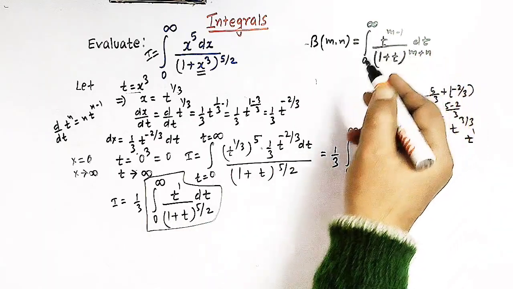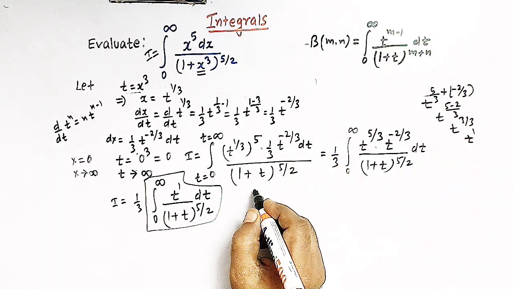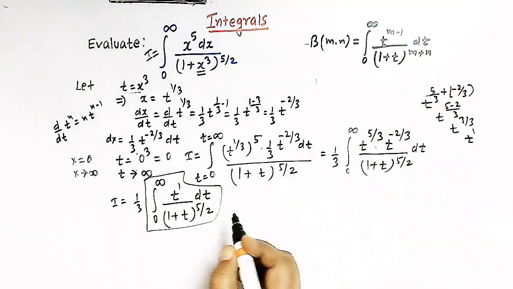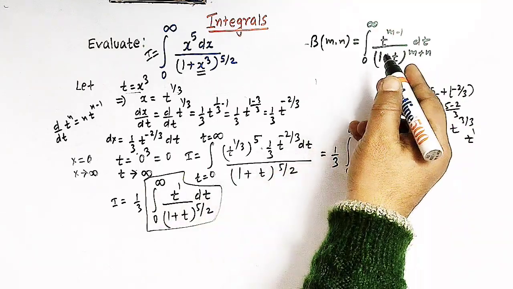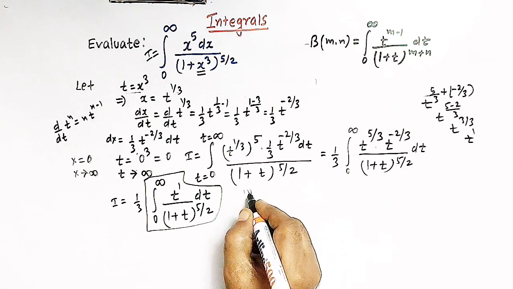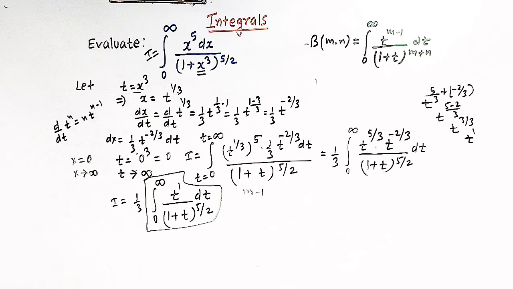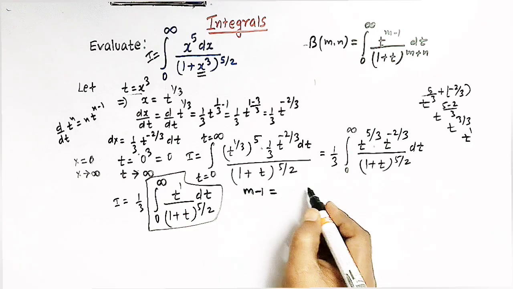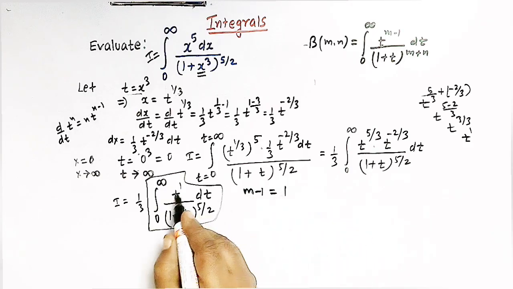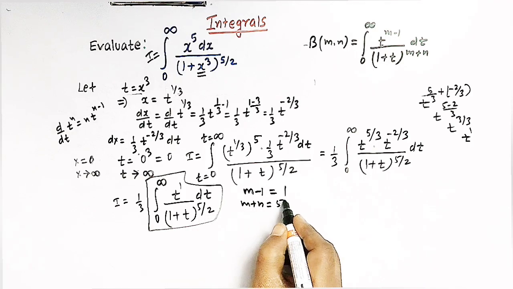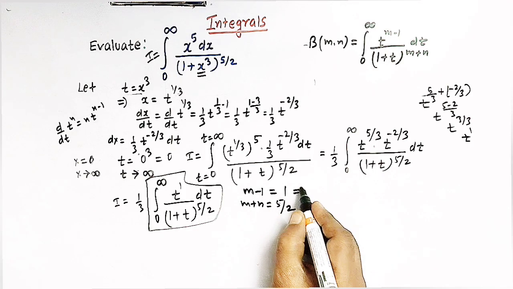So let us find out the values of m and n in order to express this integral in this form. So we can now compare both these integrals. So we have m minus 1 equal to 1, and then m plus n is equal to 5 over 2. So let us solve this equation.